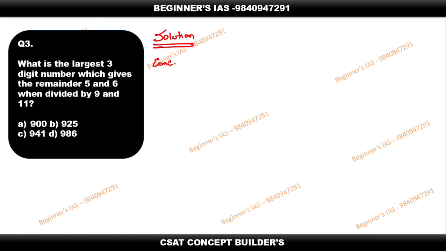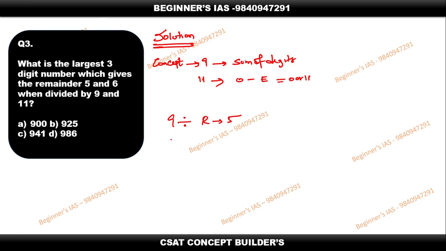If you know the concept of divisibility, it is easy. The concept for 9 is the sum of the digits. The concept for 11 is the sum of the digits at odd places minus the sum at even places, either 0 or 11, then that number is divisible by 11. So this is the concept here. When you are dividing with 9, it should give you a remainder of 5. When you divide the same number by 11, it should give you a remainder of 6. So you need to understand both things.